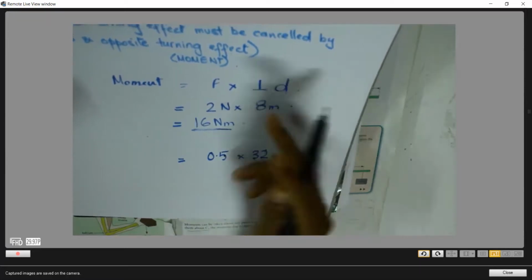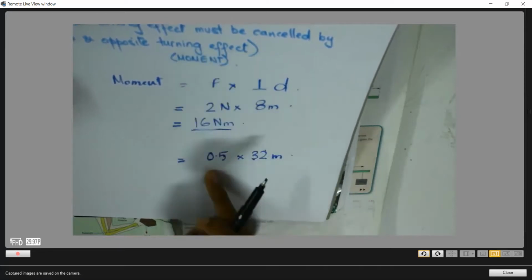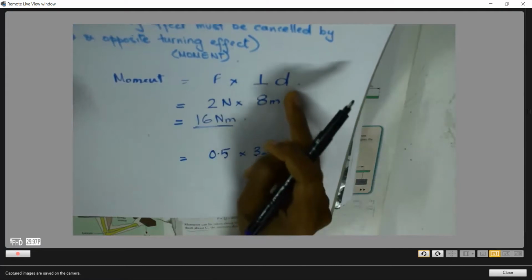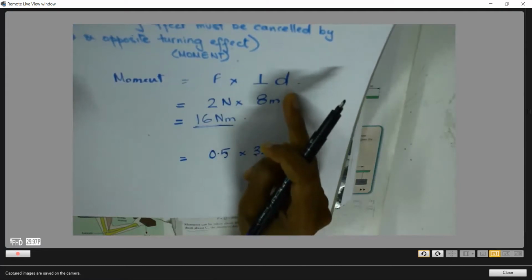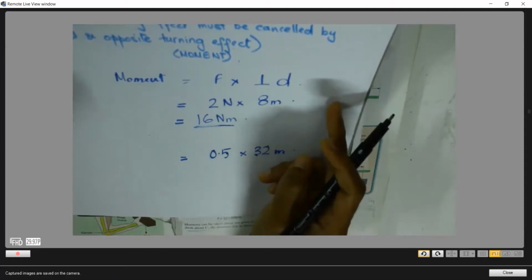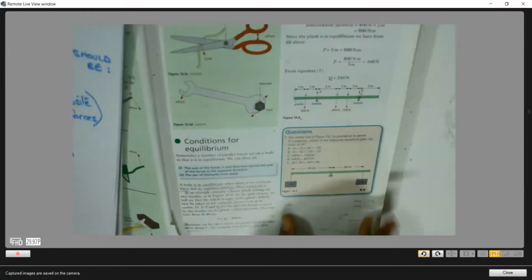Do you understand? If I want to have less force, I have to increase the distance. Distance between what? Between the force and the pivot. Yes, the distance between the force and the pivot, the fulcrum. Okay, now let's jump on to the questions.